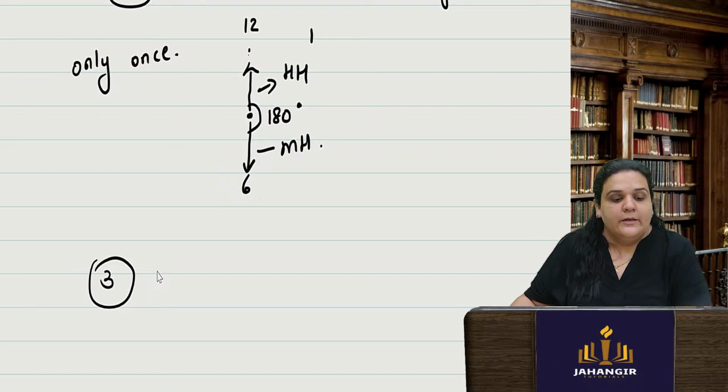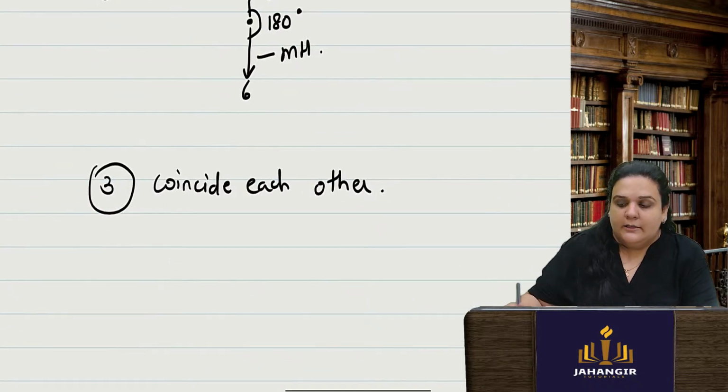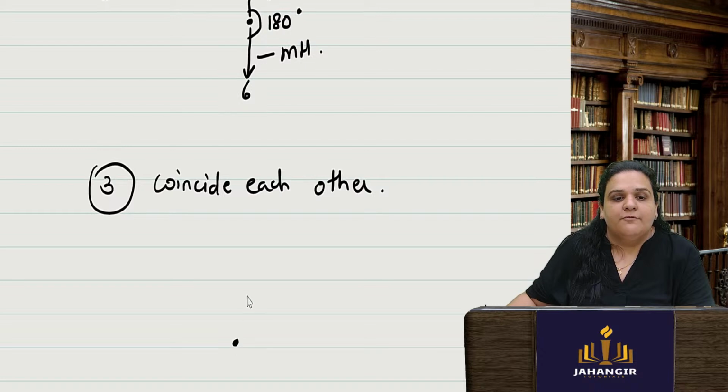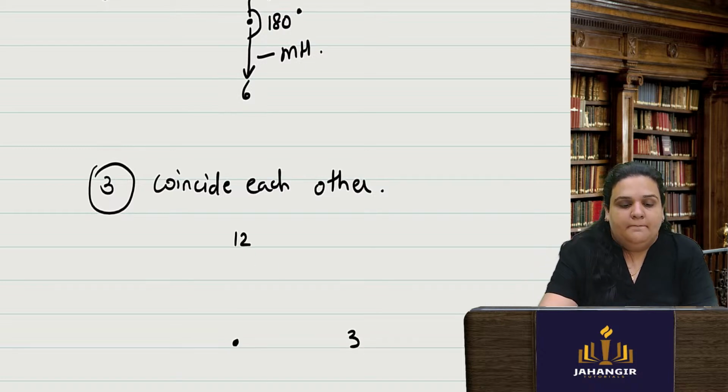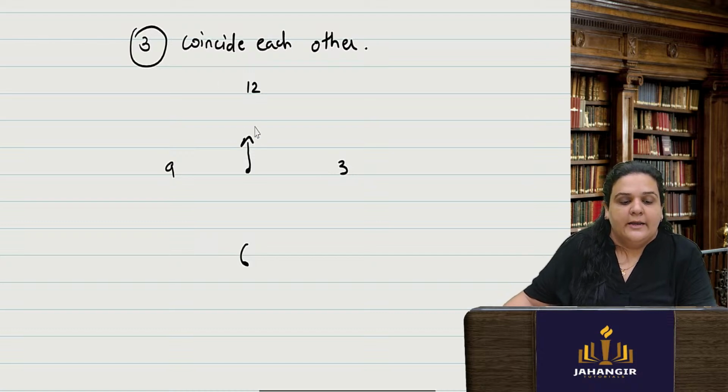Next is, both the hands will coincide with each other. Coincide means they are together, exactly one on another. So say this is the circumference. This is 12, 3, 6 and 9. So say this is the hour hand, and this is the minute hand.